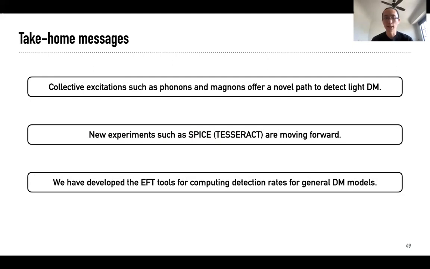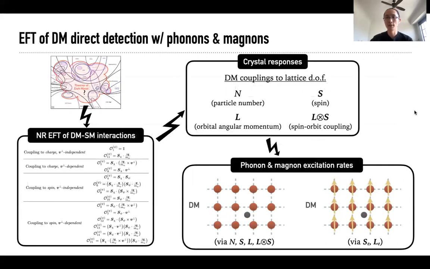On the theory side, we have been studying the calculation of the detection rate, especially in the effective field theory framework. And now with our recent work, the theory framework is already set up for computing the rate for general dark matter models. So I'll end here with the summary slide for our EFT calculation, or these three steps. And we have the theory framework ready for making predictions for general dark matter models.